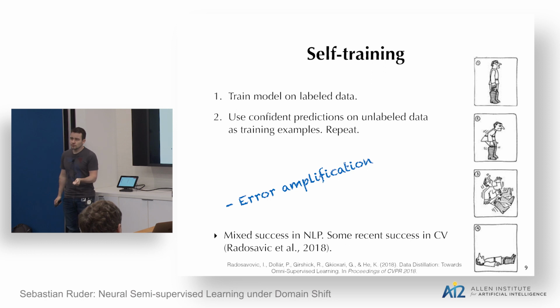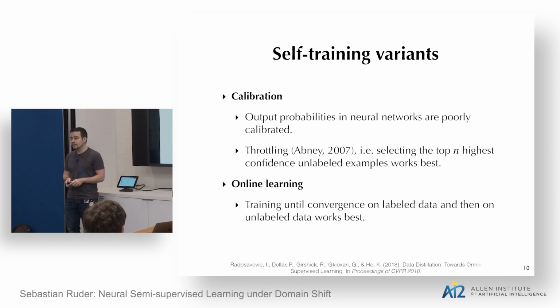And for using self-training with neural networks, there are a couple of considerations we would like to make. Mainly, as probably most of you know, the output probabilities of neural networks are a poor predictor of the actual confidence in the example. So instead of using a threshold, we actually found it more useful to use something called throttling, which is essentially that you just use the top n most confident examples for training. And then secondly, most classic approaches that have been used with self-training, like support vector machines, for instance, are trained in a batch mode. So you would train it on the labeled data and then apply it on the unlabeled data.